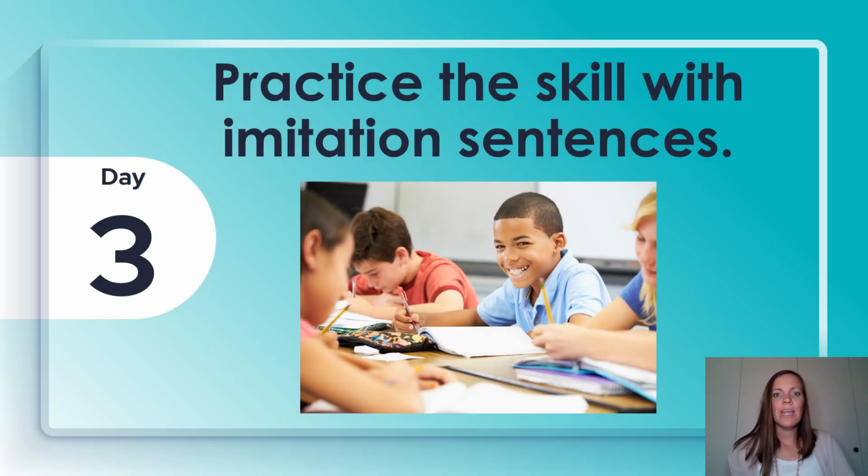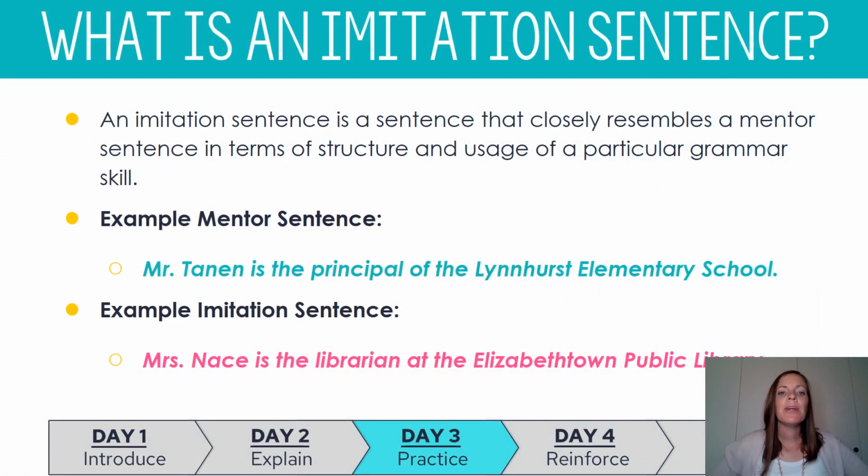On day 3, you would have your students practice the skill by writing imitation sentences. Remember, an imitation sentence is a sentence that closely resembles a mentor sentence in terms of structure and usage of a particular grammar skill. So earlier, my mentor sentence was Mr. Tannen is the principal of the Lyndhurst Elementary School, and my imitation sentence was Mrs. Nace is the librarian at the Elizabethtown Public Library. So you can see how I changed out some of the words, but the overall structure is the same.